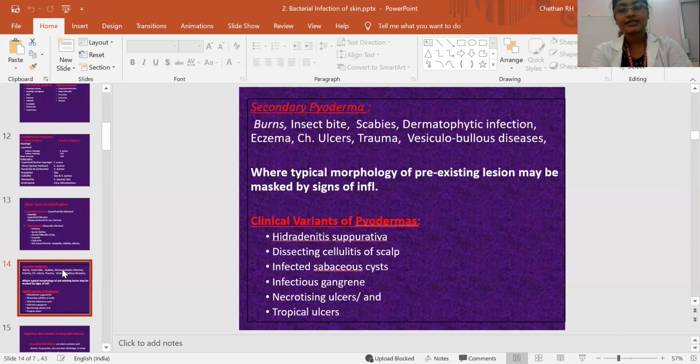Next, clinical variants of pyodermas: hidradenitis suppurativa, dissecting cellulitis of scalp, infected sebaceous cyst, infectious gangrene, necrotizing ulcers, and tropical ulcers. So these are the clinical variants of pyoderma.